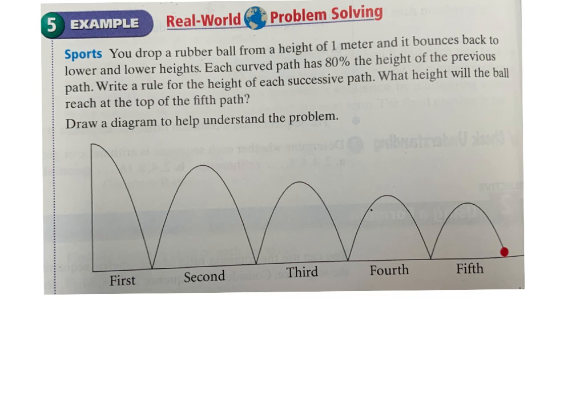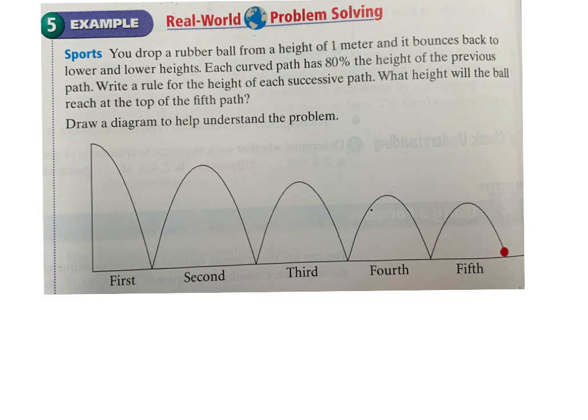So you drop a rubber ball from a height of 1 meter and it bounces back to lower and lower heights. Each curved path has 80% the height of the previous path. Write a rule for the height of each successive path. What height will the ball reach at the top of the 5th path?